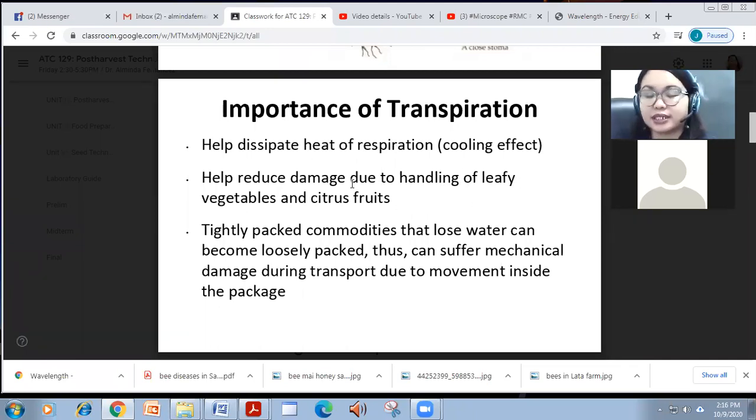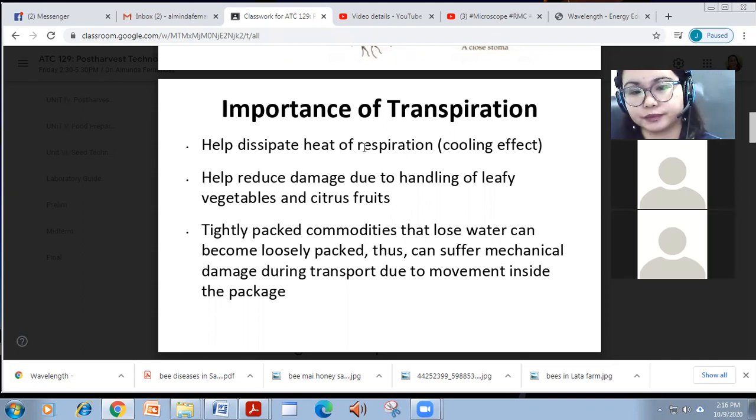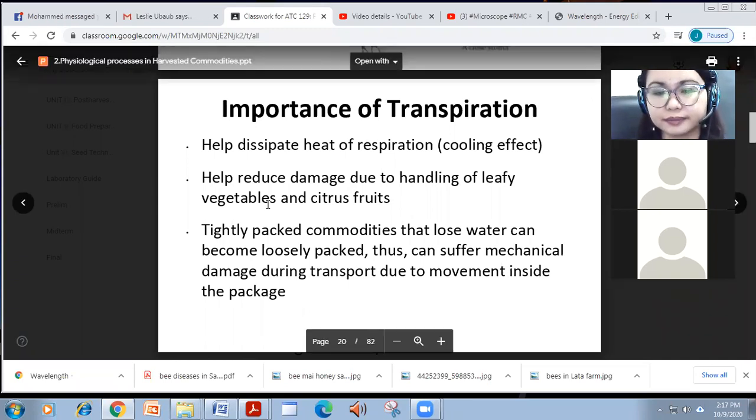So does transpiration also occur in post-harvest life? Jason, is there still transpiration in post-harvest? Yes, ma'am. And is it good or bad? Bad, ma'am. Why? Why do you think it is bad?